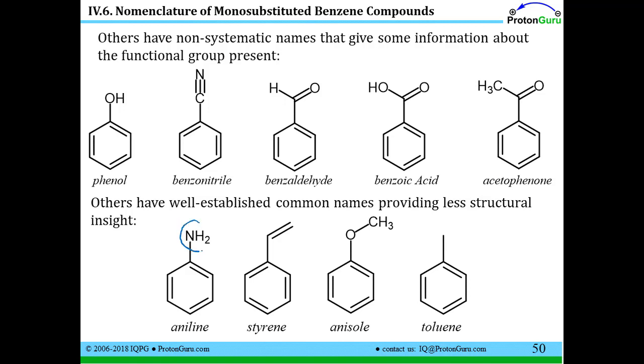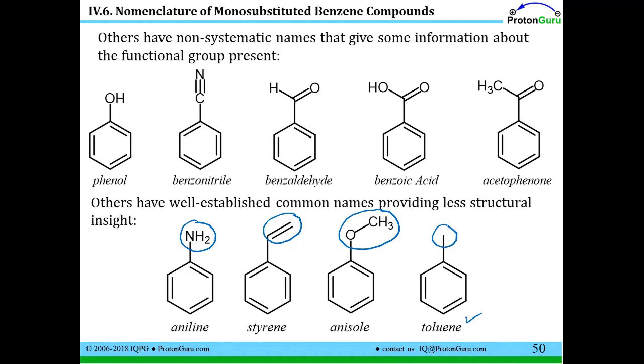If we have a simple amine, NH2, attached to a benzene, this compound is referred to as aniline. If we have an alkene attached to the benzene, it's styrene. So at least the ene tells you it's an alkene. But the styr part doesn't necessarily tell you that it has benzene in it, right? So we're going to have to memorize this name. Anisole refers specifically to benzene that has an OCH3. So it's this ether group with a phenyl on one side and a methyl on the other. And then we have toluene, which is simply a benzene with a methyl group.